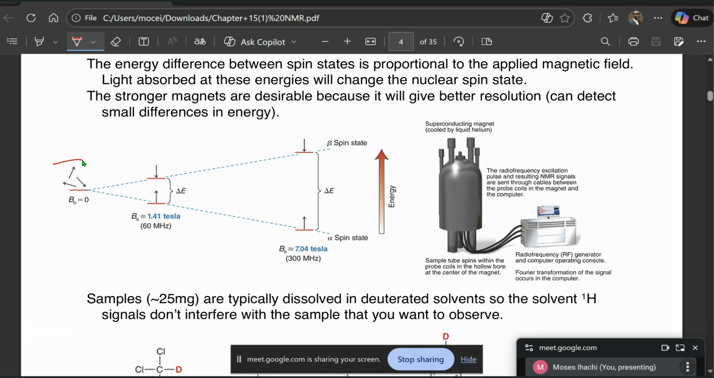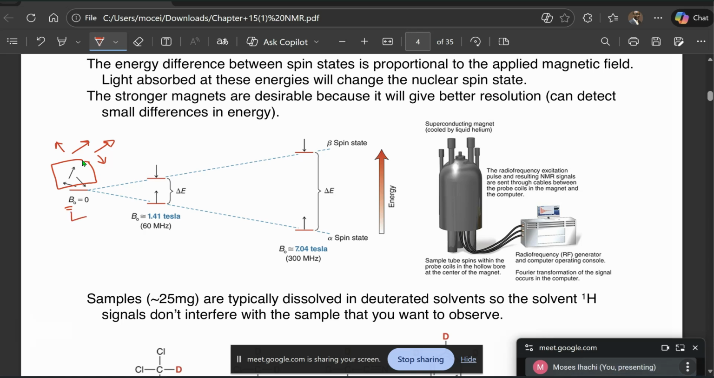For example, here if you're starting with electrons in the bonds having random spin. Can you see my screen? Yeah. And then when you provide a magnetic field, this is when the magnetic field is zero. B naught is the magnetic field. When you provide a magnetic field of say 60 megahertz, they will be aligned, but they could be aligned either up or down, pointing up or pointing down.